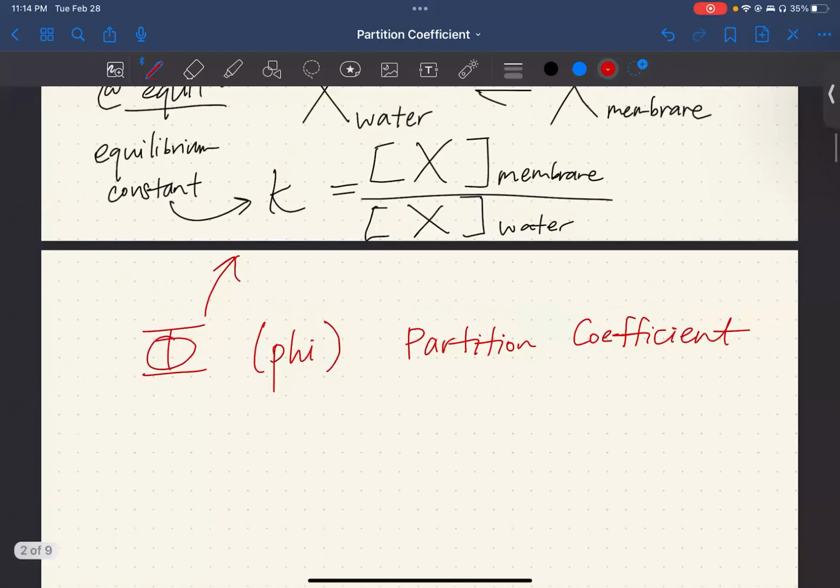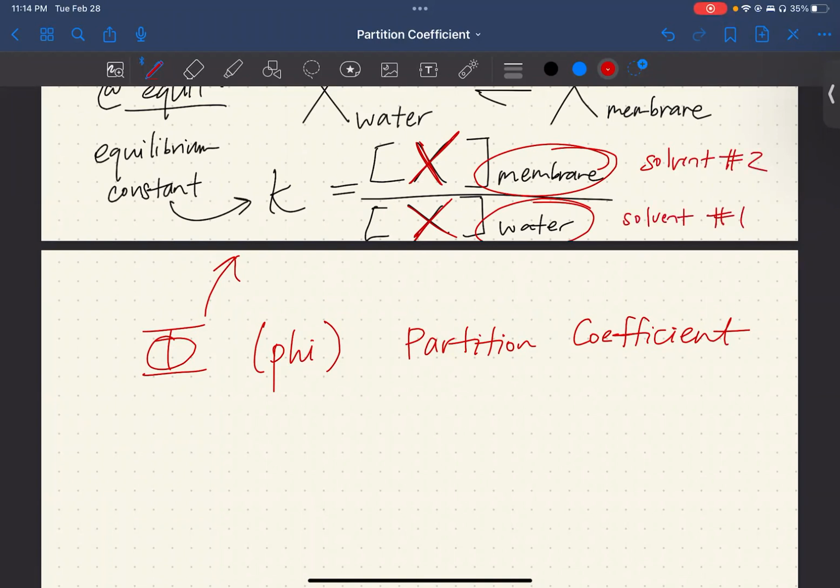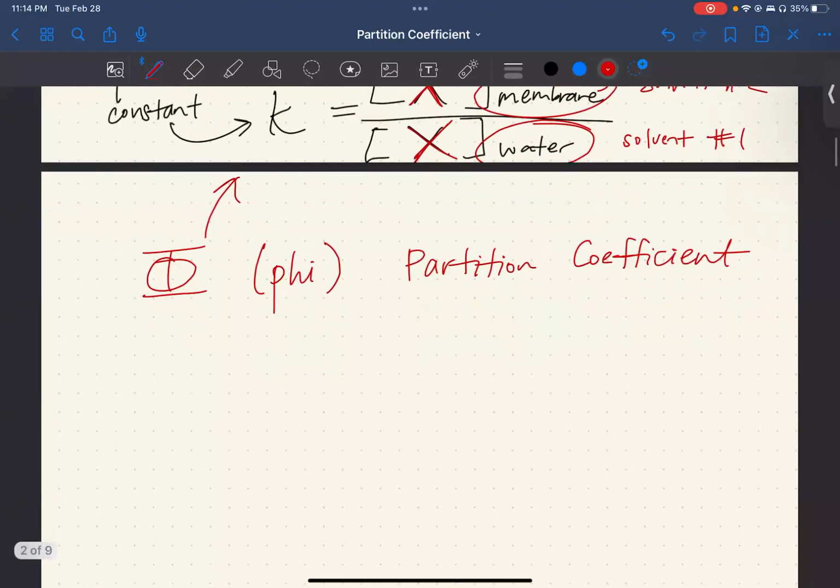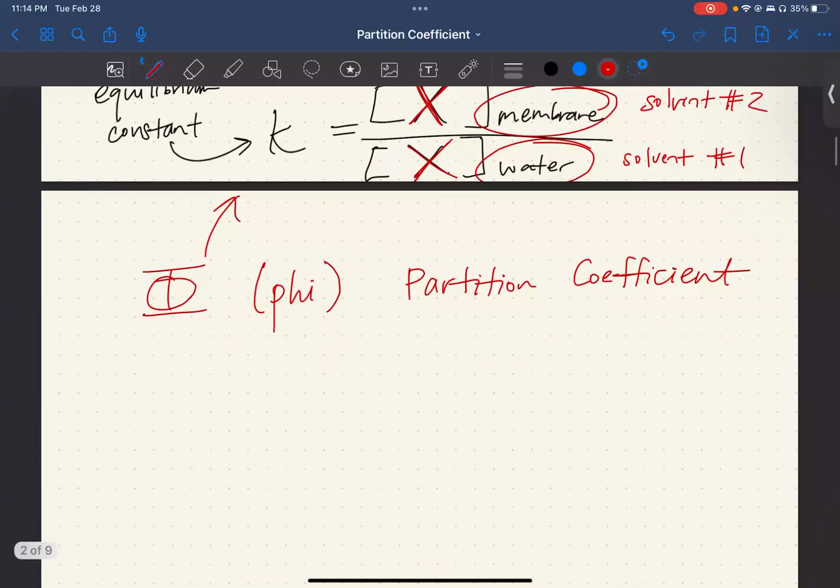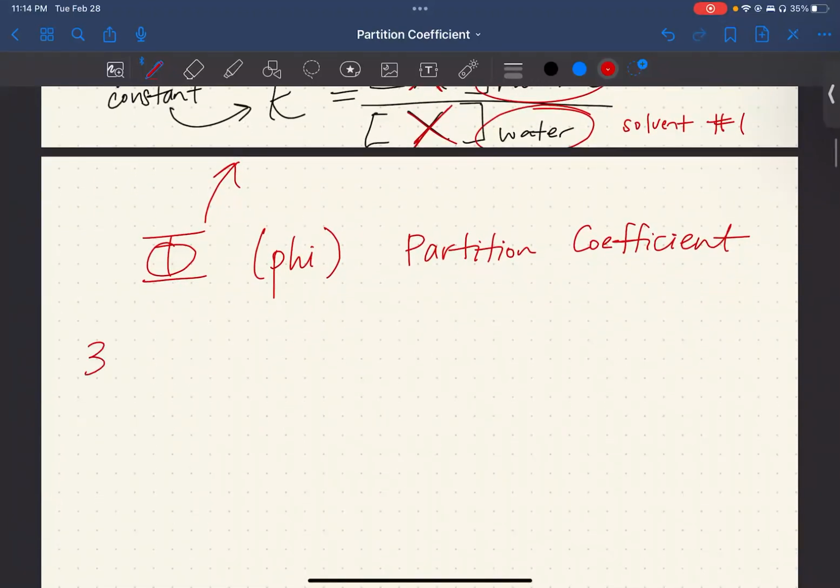It tells us the difference in the concentrations of the same molecule. We use same molecule X, but in different solvents: solvent number 2 over solvent number 1. Now, let's actually talk about 3 different cases. This is a very simple concept, so just stick with me.